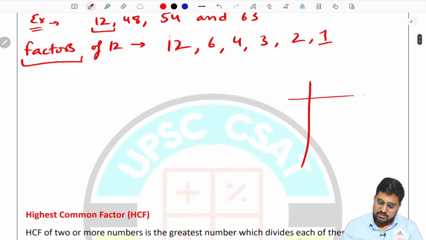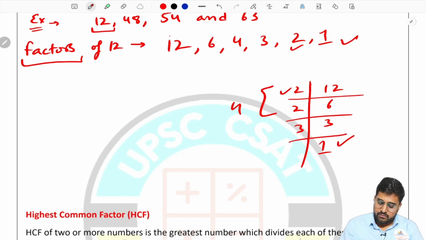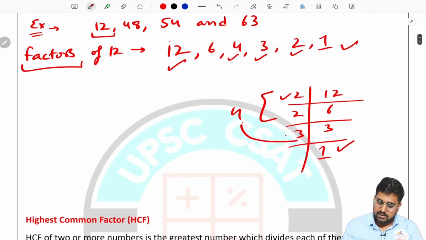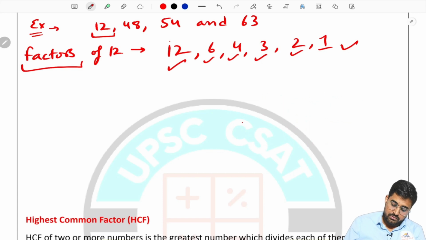Basically, you can do this also. It is 12, then 2 sixes, 2 threes... 3, 1. Okay, so how many factors are there? 1 is there, 2 is there, 2 into 2 is 4, 4 is there, 3 is there, 4 into 3 is 12, 3 into 2 is 6 is there. That's how you have to mention them.